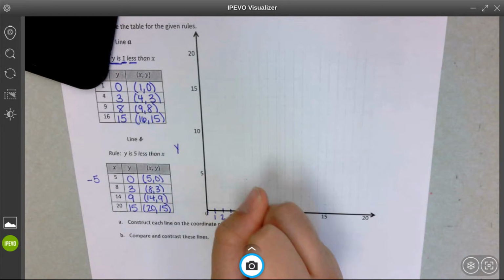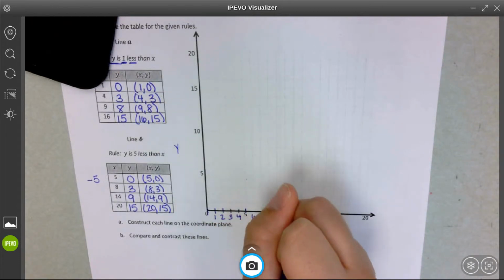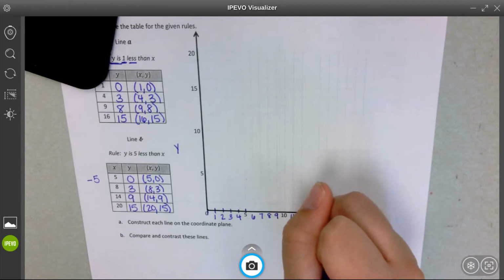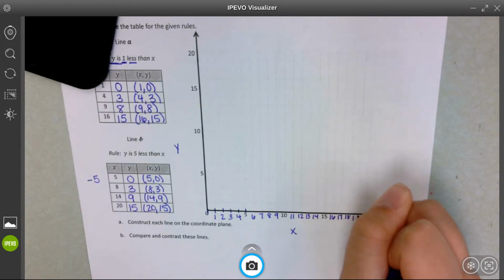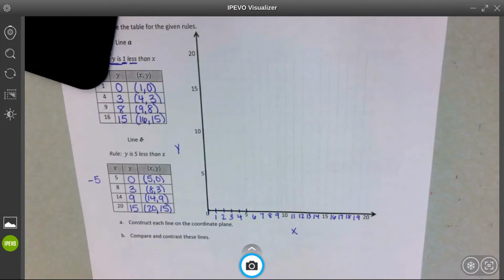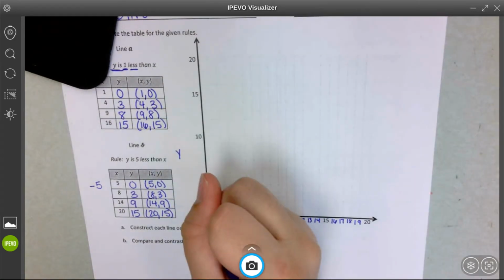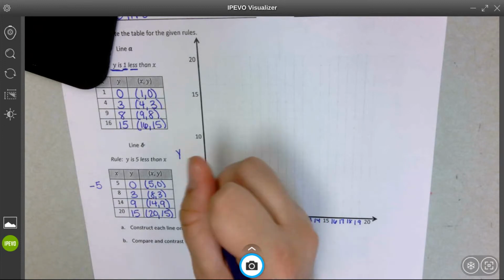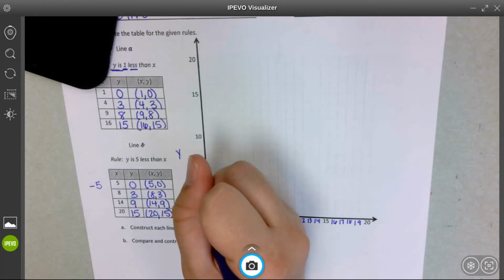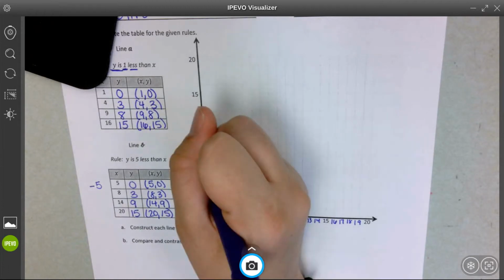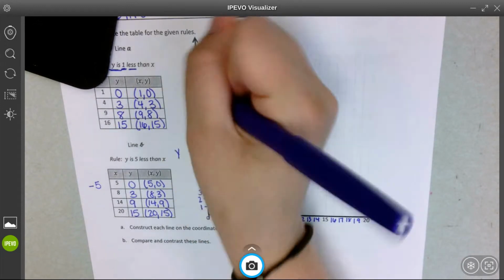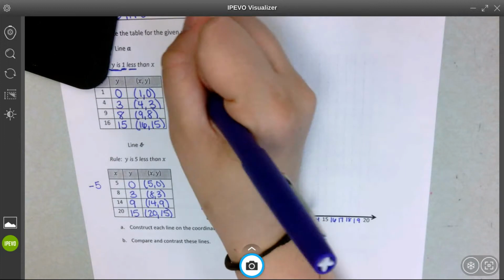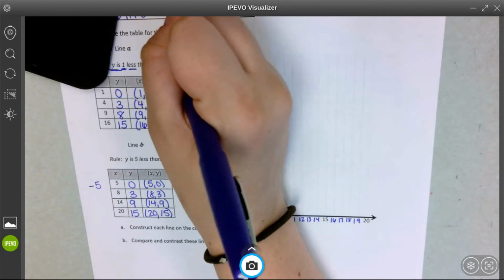1, 2, 3, up to 20. Typically for 5th grade, we're going to have the same scale, but let's just count to make sure. 1, 2, 3, 4, 5, and so on up to 18, and I think this copied wrong because this should be 19 and 20 should be above. Okay, so let's plot our first line.